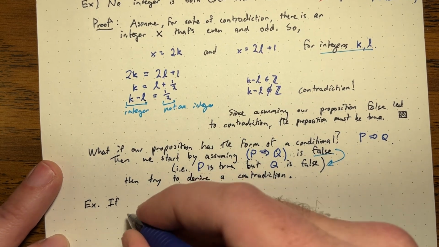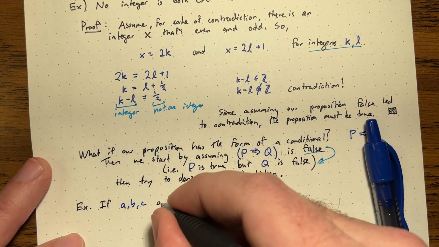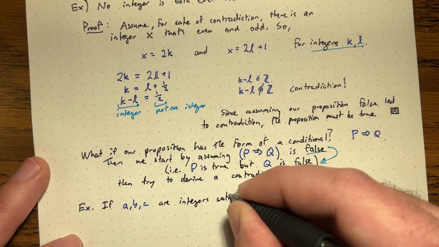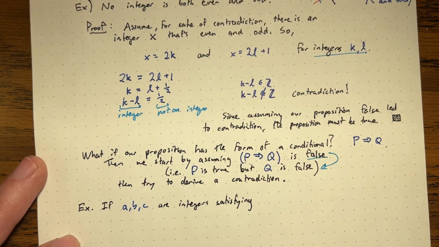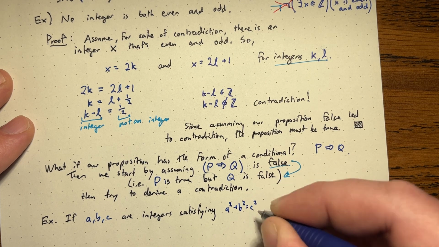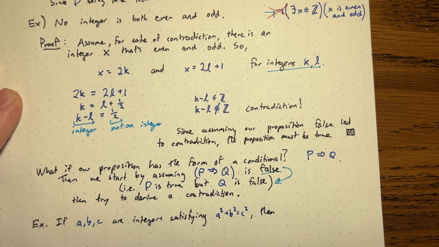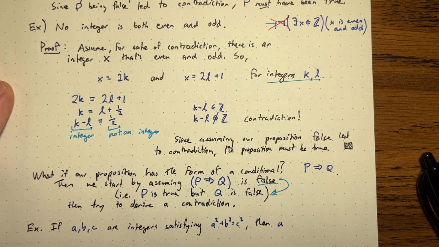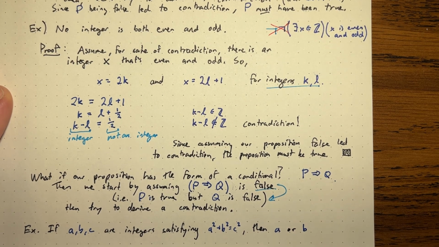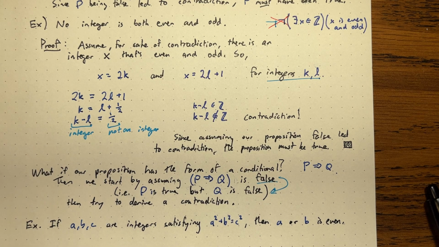So next example, let's say A, B, and C are integers satisfying the following equation: A squared plus B squared equals C squared. It's like the Pythagorean theorem. Then the conclusion is A or B is even, which is actually not very obvious at all.